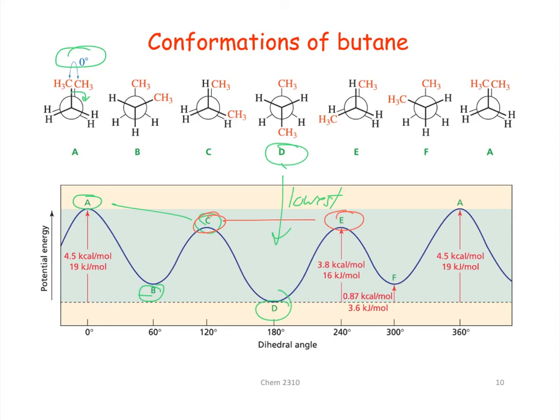Okay? And notice that B and F are the same. Those are the two that have that arrangement with them 60 degrees apart. What did we call that? Gauche. Okay, so those are the two gauche conformations, but one's just rotated to the right, the other one's just rotated to the left. And then A and A, the two on the sides, are actually identical, right? Because it's come all the way around 360 degrees.